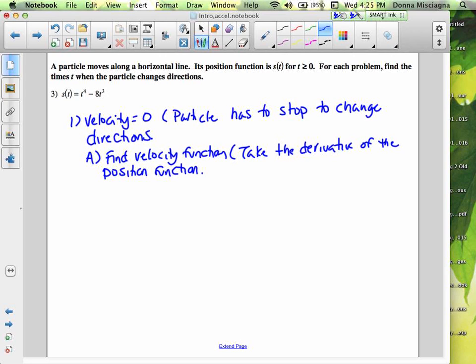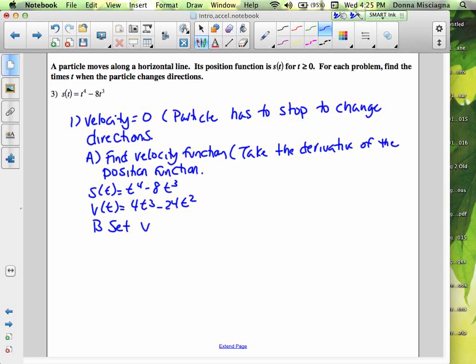Okay. So we have s of t equals t to the fourth minus 8t cubed. And v of t is its derivative, so it'll be 4t cubed minus 24t squared. Okay? So that would be our derivative, and that represents our velocity function. So now we'll set that equal to 0 to find when the particle stops.